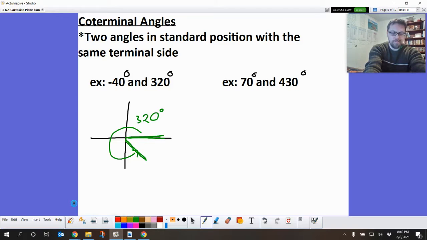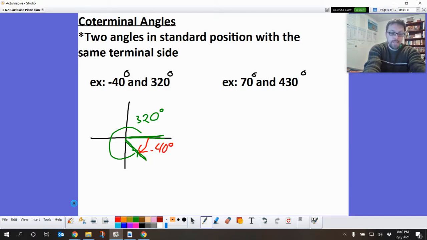We could go, well, instead of going all the way around, couldn't I just go that way? And would that stop at the same spot? Yeah, you can tell because if you add them together, it's 360 degrees. It's all the way around a circle. So that's negative 40 degrees.